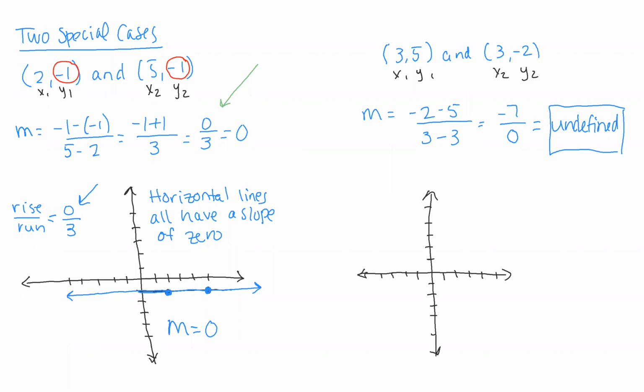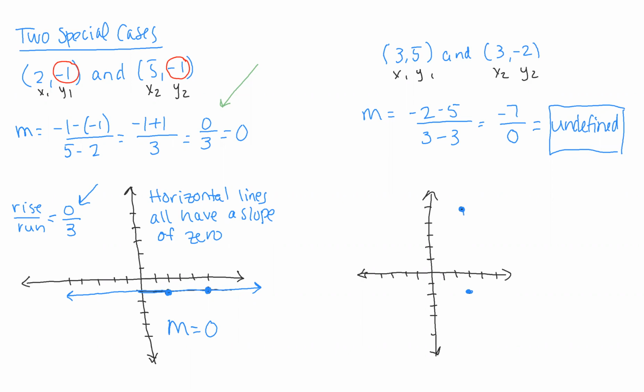All right, so the first point, I start at the origin, I go to the right 3, and then I go up 5. The second point, I go back to the origin, I go to the right 3, I go down 2. Let me go back to blue so this doesn't get confusing. And then if I connect these two lines, what do I get?